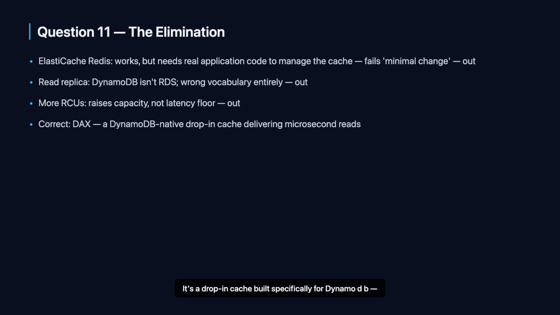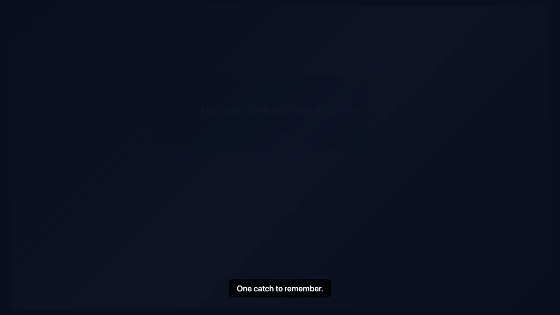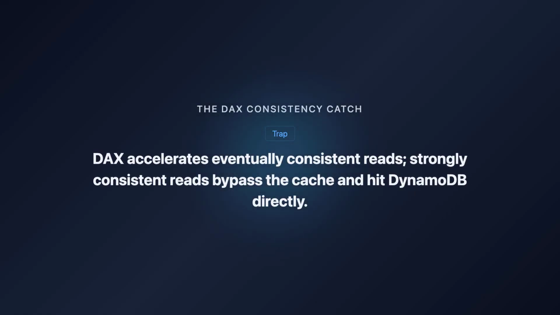It's a drop-in cache built specifically for DynamoDB, a pre-installed turbocharger for that one engine, delivering microsecond reads with almost no code change. One catch to remember: DAX only accelerates eventually consistent reads. If the application demands a strongly consistent read, that request bypasses the cache and goes straight to DynamoDB at normal latency. So if a question stresses strong consistency, DAX stops being the easy win.